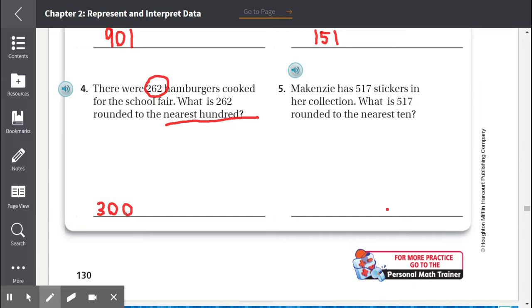Number 5. Mackenzie has 517 stickers in her collection. What is 517 rounded to the nearest 10? So we circle our important numbers, 517, and we know we're rounding to the nearest 10. So 517 is between 510 and 520, but it is closer to 520.